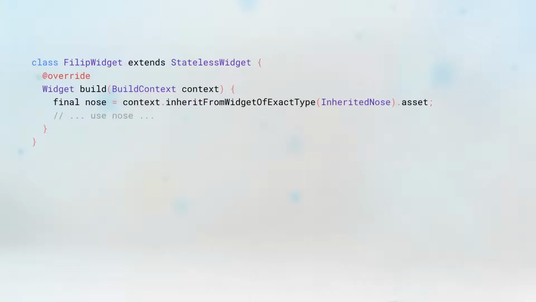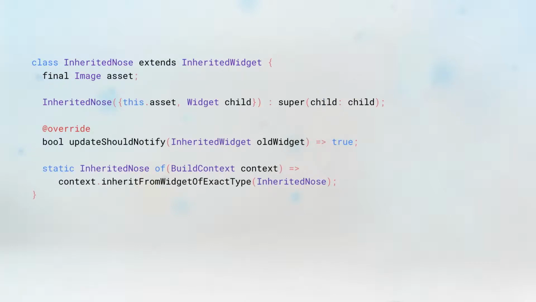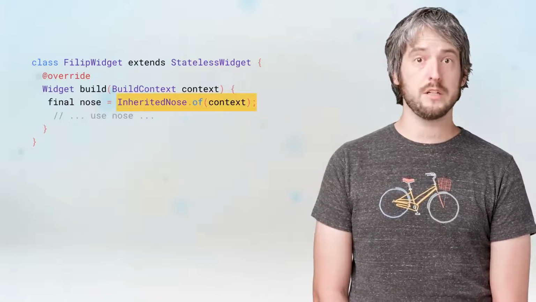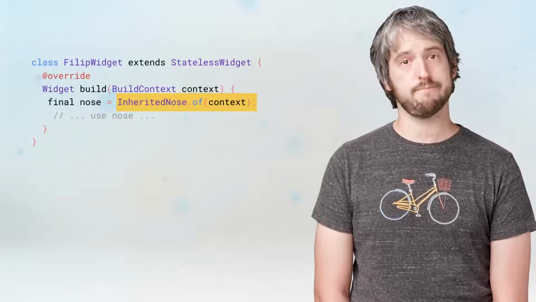Now any descendant of our inherited nose can get access to it in its build method by calling context.inheritWidgetOfExactType. By calling this method with the type of your custom inherited widget, you tell Flutter to go up the tree starting from the build context and look for a widget that matches that type. But to make things simpler and more readable, inherited widgets often include a static method called of, which calls the inheritWidgetOfExactType method for you. Now we can rewrite our code in the descendant to read inheritedNose.of(context), and that's nice.